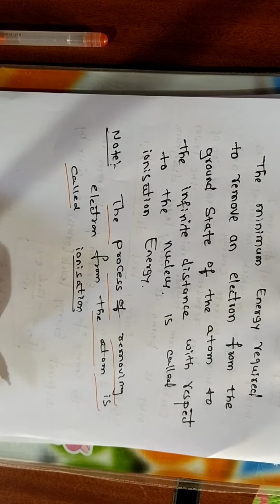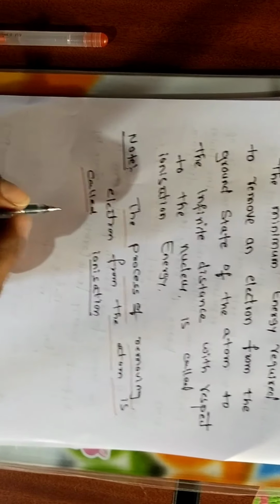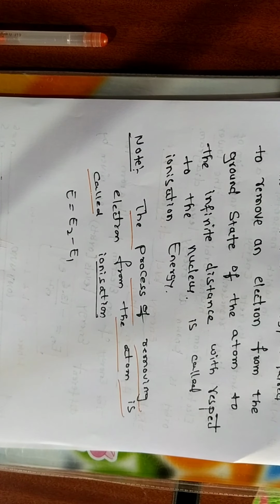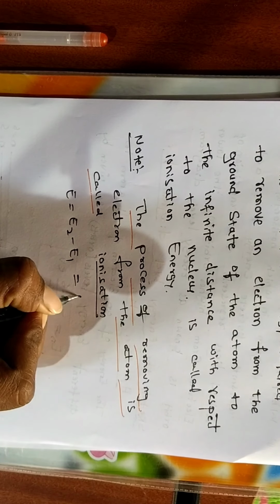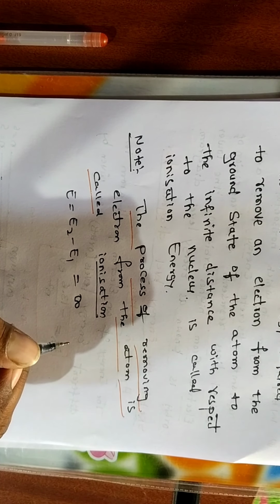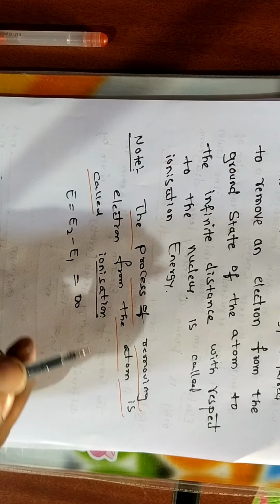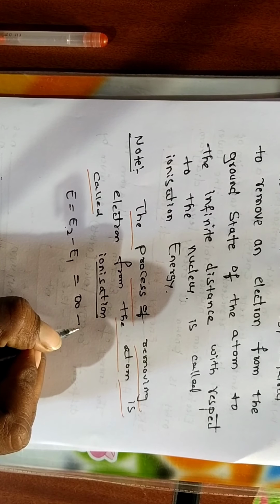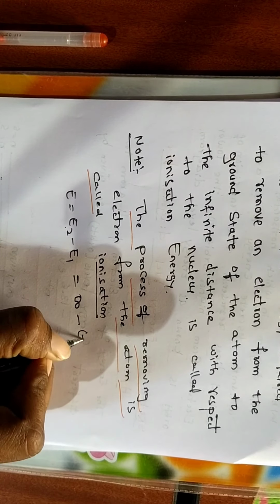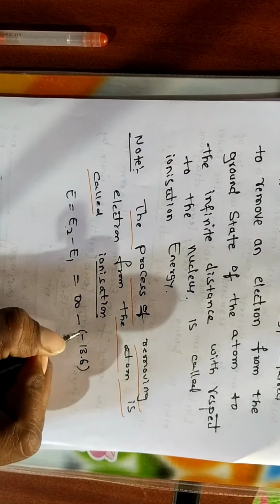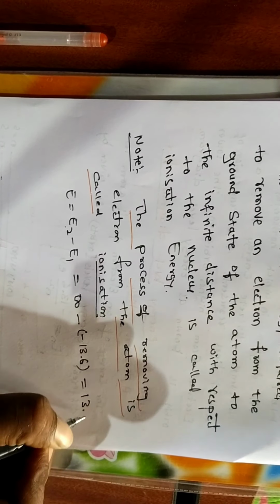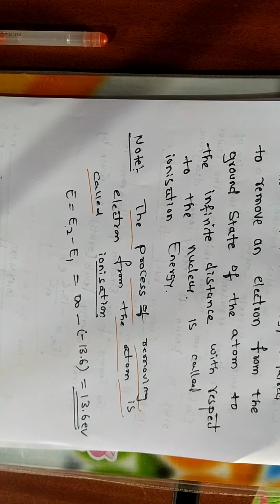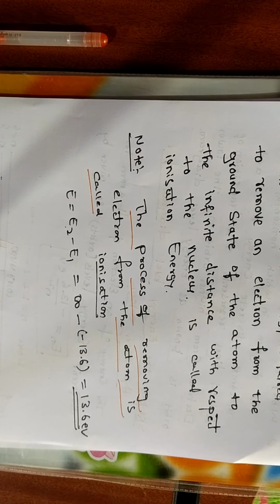Here, how much energy is required to ionize the electron? The formula is E is equal to E2 minus E1, higher energy state minus lower energy state. Here the higher energy state you consider as infinity, because the energy is required for the transition of the electron from the ground state to the infinity state. So in the place of E2, E infinity, minus E1, the ground state. What is the value of the ground state energy? It is minus 13.6 electron volt. Minus into minus is plus, so 13.6 electron volt of energy is required to ionize the electron from the ground state to the infinity state.